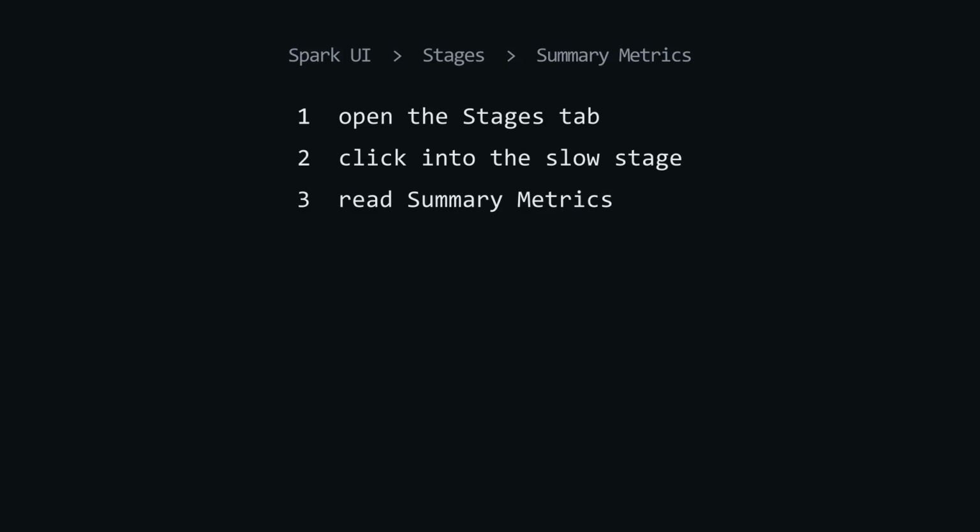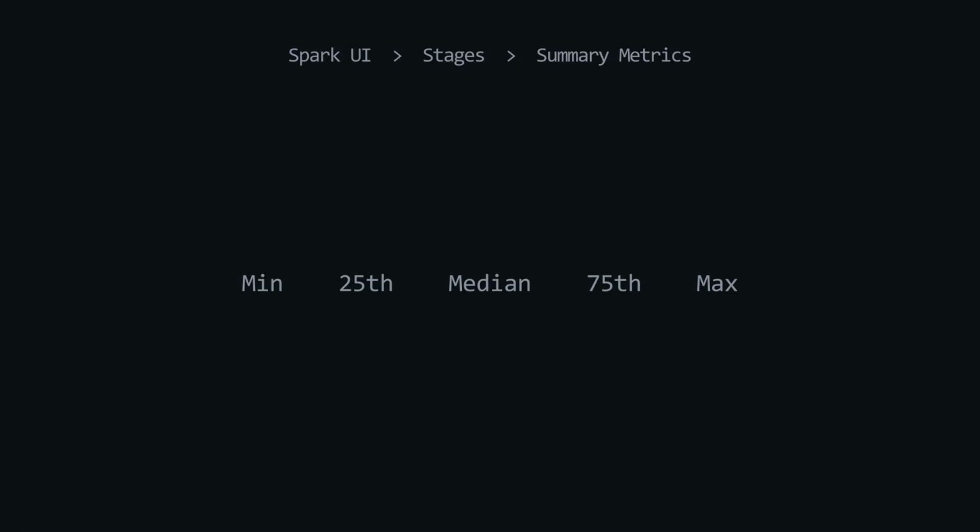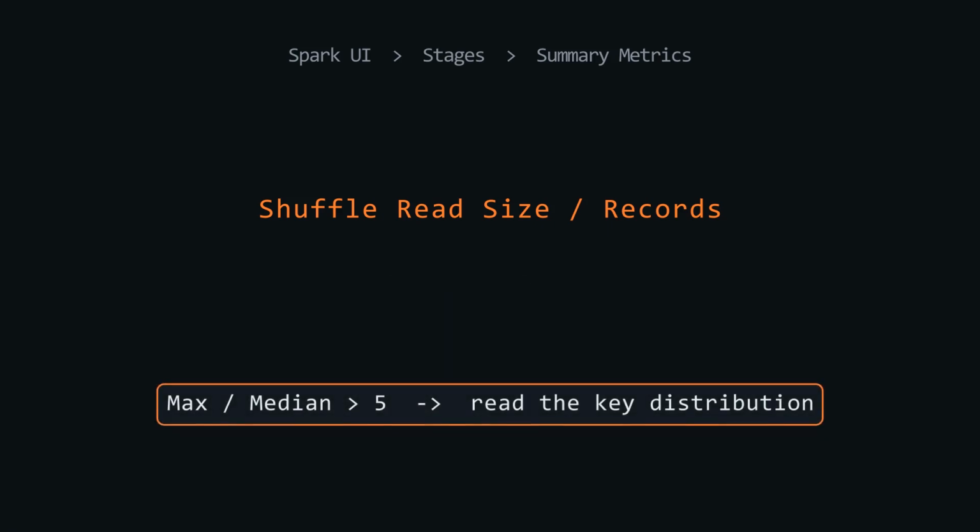Here is the diagnosis, in the order that actually works. Open the Stages tab, click into the stage, and read the summary metrics table. It gives you the minimum, the median, and the maximum of every task metric. Read shuffle read size and records before you read duration. Duration only tells you a task was slow. Shuffle read tells you it was slow because it was given more, which is a completely different problem with a completely different fix. Spark's own skew rule uses 5 times the median as its factor, so that is a fair place to start reading your own table.